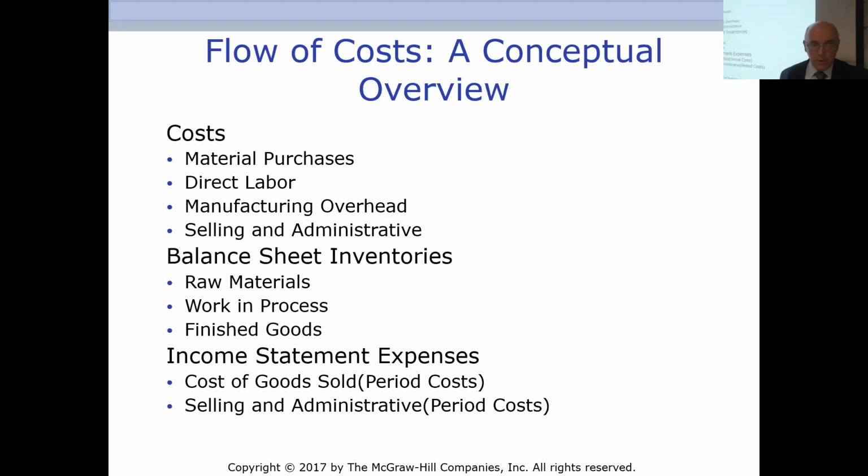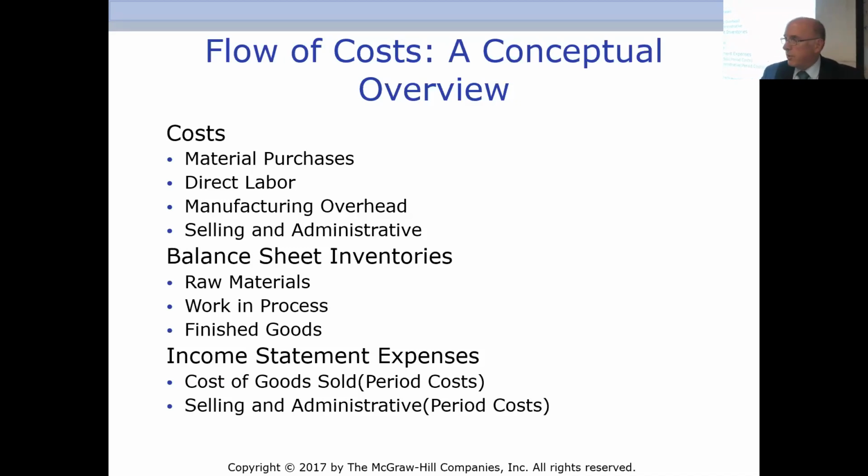Direct labor, when you pay for wages, salaries expense might be the debit, and either cash or salaries payable would be the credit. Manufacturing overhead, that's all that indirect stuff. Selling and administrative, those are costs, but they're not part of the manufacturing process. For balance sheets, inventories, again, if you have a manufacturing operation, you have 3 kinds of inventory: raw materials, work in process, and finished goods. And the income statement stuff has expenses, cost of goods sold, and selling and administrative.